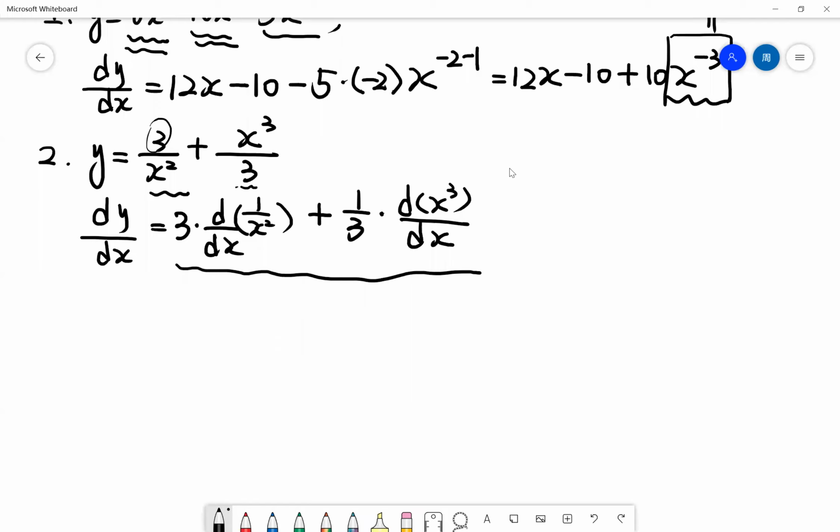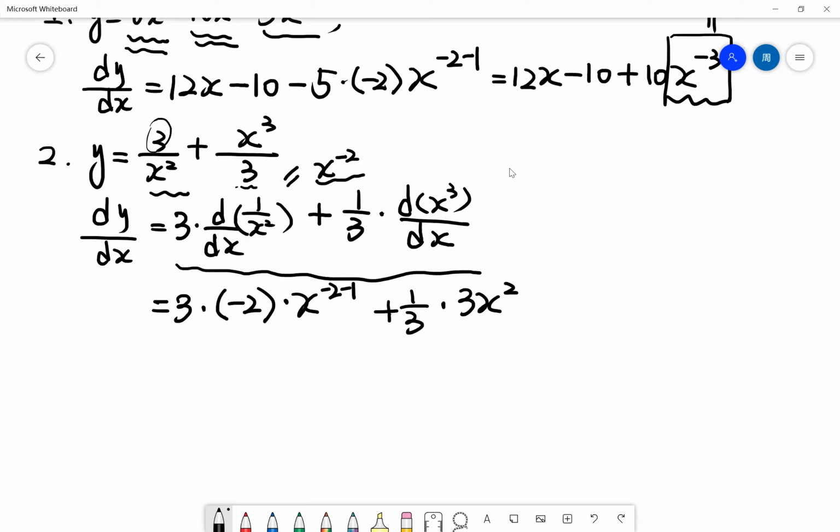So here, that equals 3 times 1 by x squared. That can also be written as x power minus 2, so that equals minus 2 times x power minus 2 minus 1. And plus 1 by 3 times x power 3 equals 3x power 2. So we can simplify it to get the result: minus 6x power minus 3 plus, here 3 can be cancelled, so plus x squared.